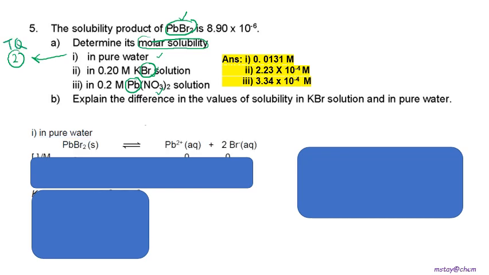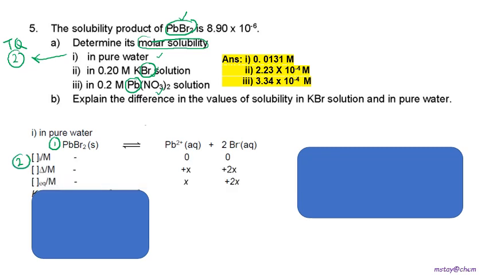Okay, in pure water, like usual, we have to write down the equation first. And then we're going to have the ICE table. Because again, lead 2 bromide is solid, so we can ignore this column. Initially, Pb2+ and Br- are 0. And then after the PbBr2 dissolves, the concentrations of Pb2+ and Br- will increase according to the ratio 1 to 2. So that's why x and 2x.